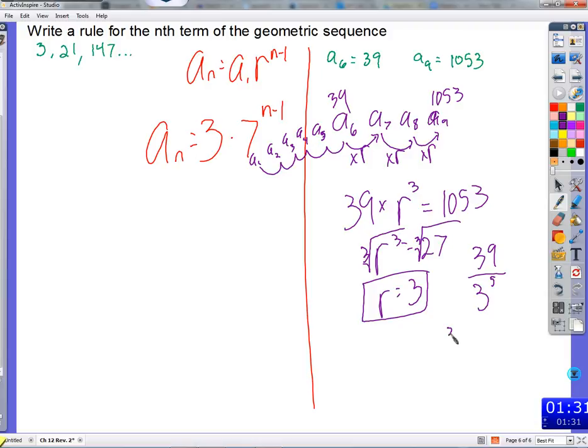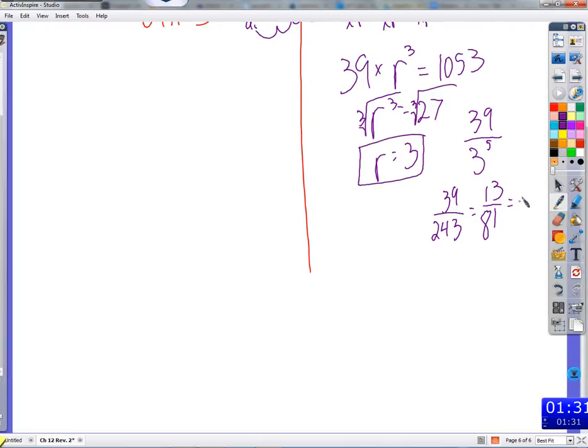So that's 39 over, what's 3 to the fifth? 243. I think it comes out to 13 over 81. So that's A sub 1. A sub n equals A sub 1 times R to the n minus 1.